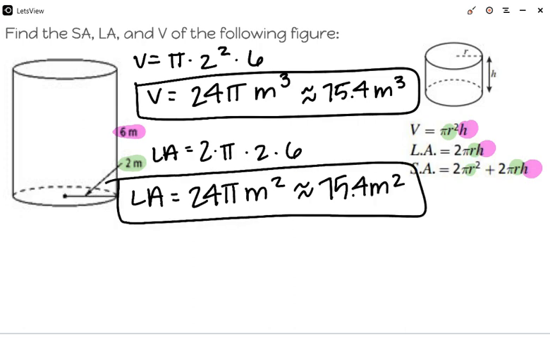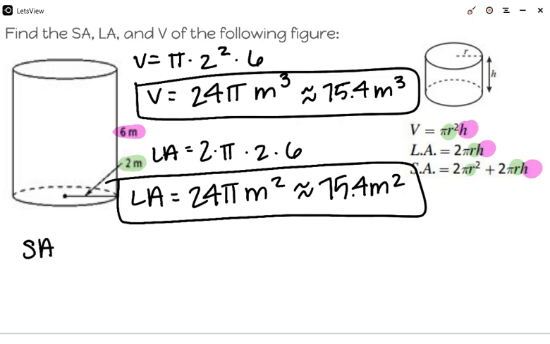I know you may be thinking, wow, this is wild, our volume and lateral area are the same. They are different because the units are different, and normally they're not going to be the same. It's just the same because our radius is 2, right? 2 squared, 2 times 2, that's how we got the same number, okay?